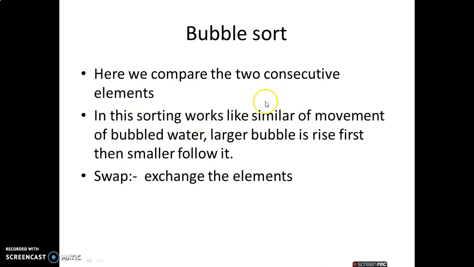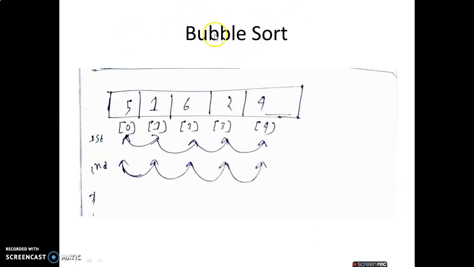Now, why is this sort called bubble sort? Because in this sorting the working is similar to the movement of bubbles in water. As in the case of a bubble, the large bubble is on the top and the next smaller one follows. The same happens here in bubble sort. What do we mean by swap? This is basically an exchange of the elements. Next, this is a bubble sort.